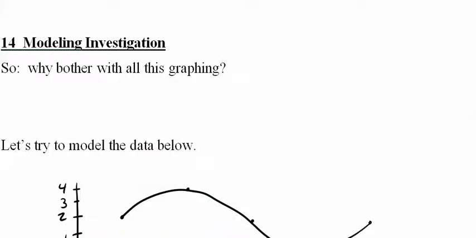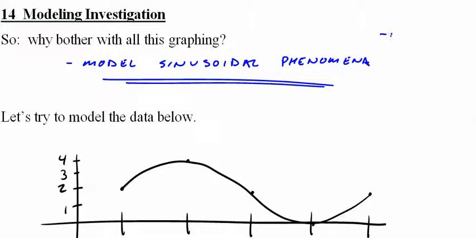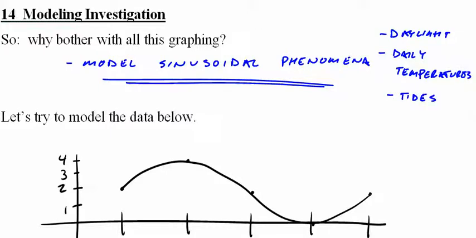So, big question, why bother with all this graphing? And the answer is so we can model the world. And in this case, we want to model what we call sinusoidal phenomena, anything that cycles. Daylight, the amount of daylight, daily temperatures, tides, lots of choices, lots of options. So let's practice an easy one.